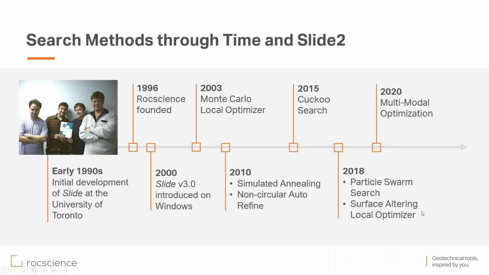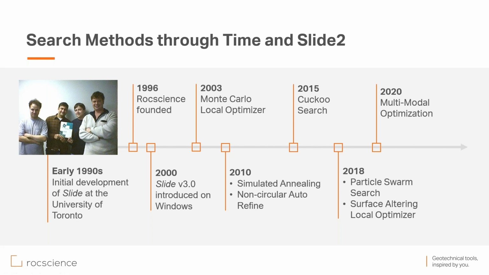Okay, a little bit of a timeline, a little stroll down memory lane here. That picture on the left side is the original Slide 2 development team. I'm the young guy on the right side. This is, of course, 20 years ago. And I'm joined there by Igor, Kavan, and Warren. And it was the 4 of us that really wrote the first Windows version of Slide, version 3.0. And of course, we're on version 9 now.